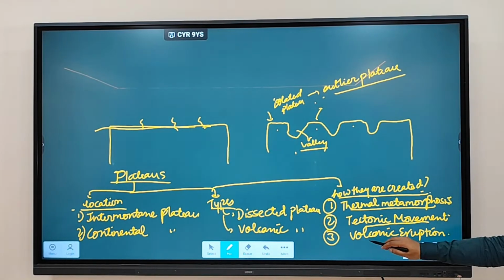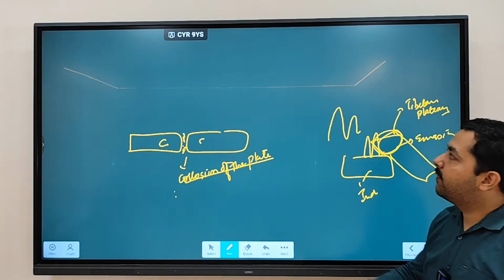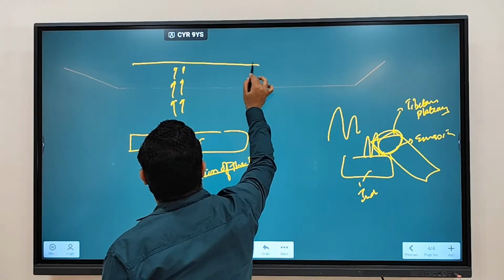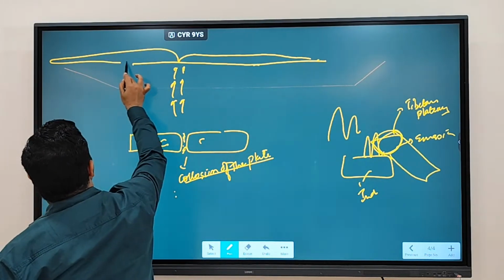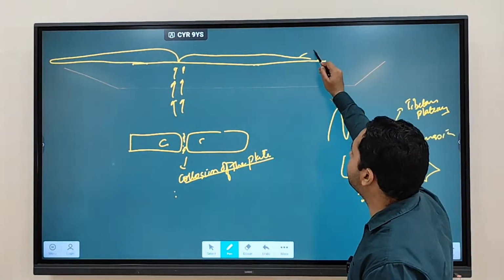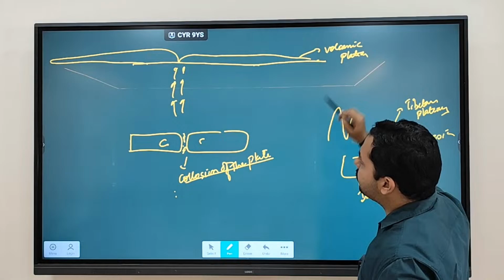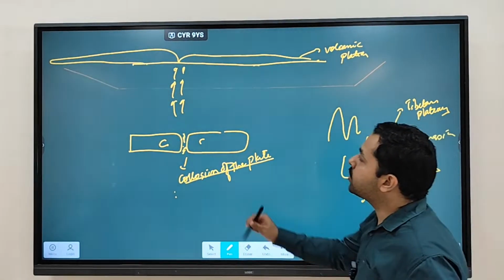The third type of plateau that can be formed is due to volcanic eruption. So we discussed when magma comes out and spreads to a larger distance, then cooling and solidification happens over a larger distance. Then what will happen? It is going to form a volcanic plateau. So when magma comes out, cools and solidifies over a larger distance, it is going to form which type of plateau? Volcanic plateau.